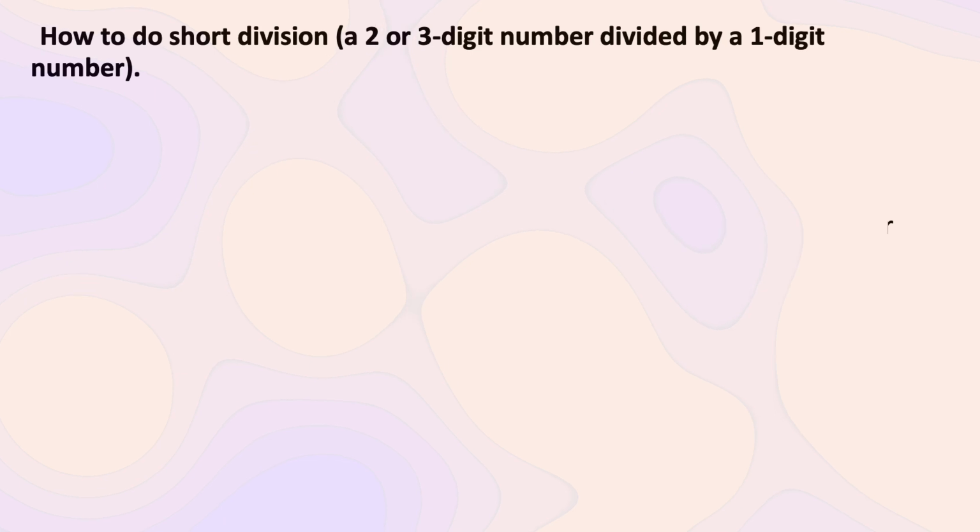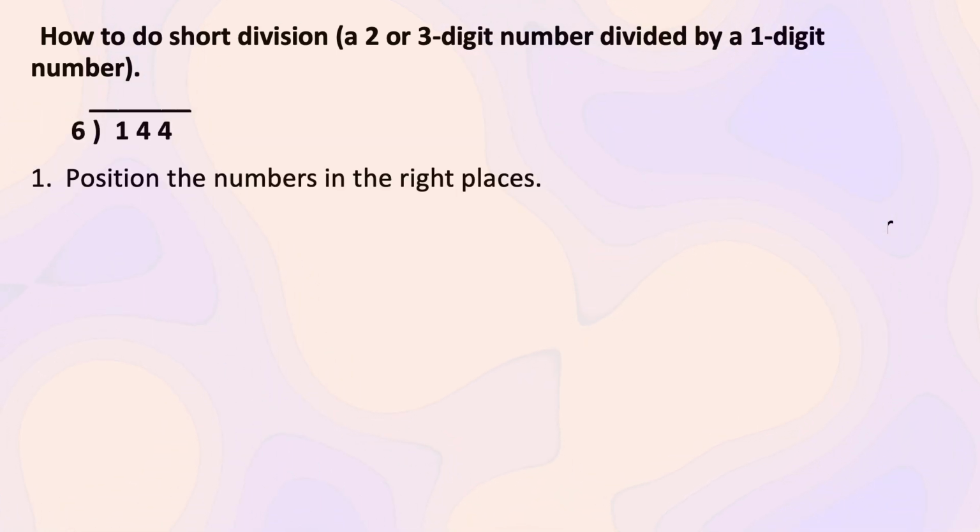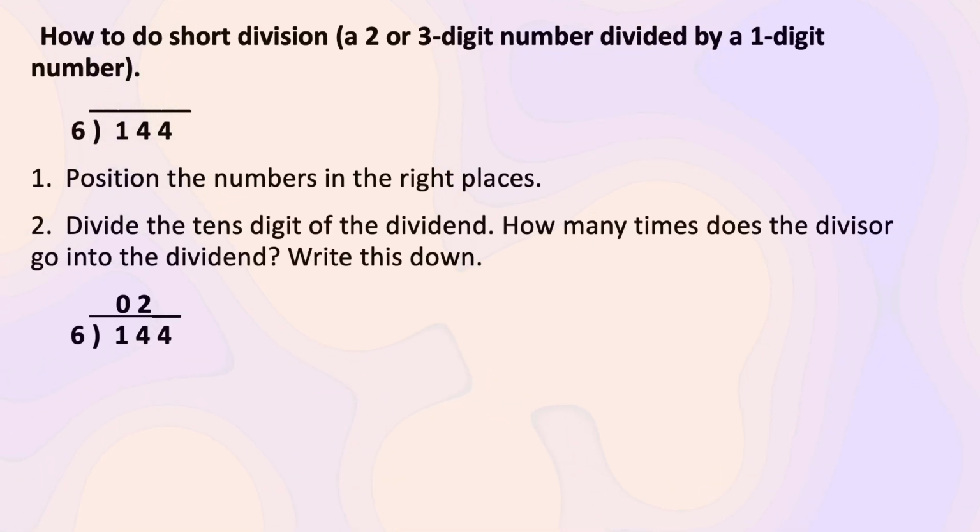How to do short division: a 2 or 3 digit number divided by a 1 digit number. Let's look at the example 144 divided by 6. 1. Position the numbers in the right places. 2. Divide the tens digit of the dividend.